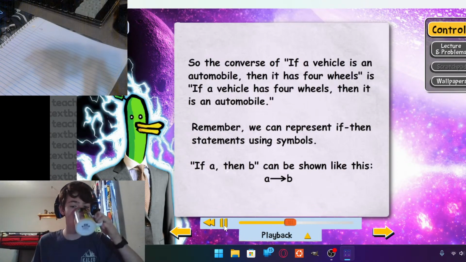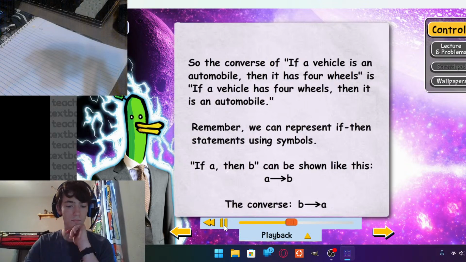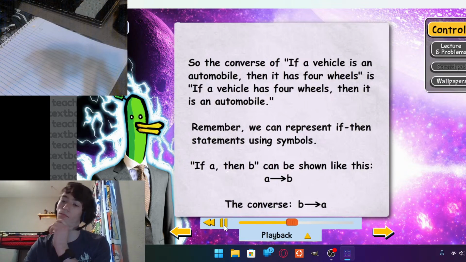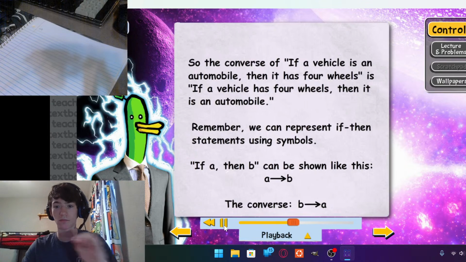Then the converse has to be B implies A. And that's because the converse is just the same statement, except the if statement and the then statement are switched around. I would say the most common logical error that people make is that they assume that if an original statement is true, then the converse must also be true. People make that mistake when they're making arguments all the time.